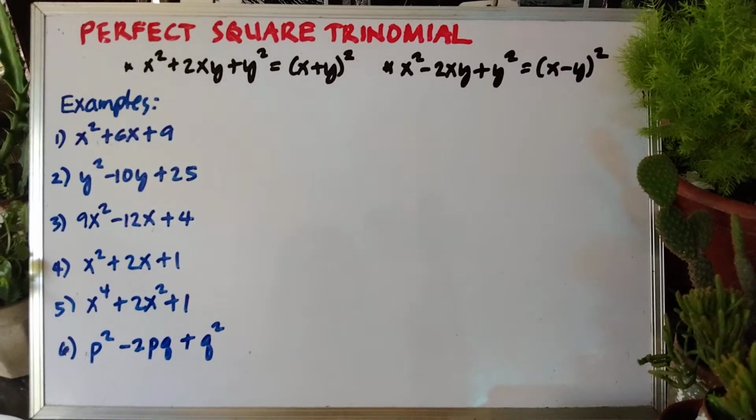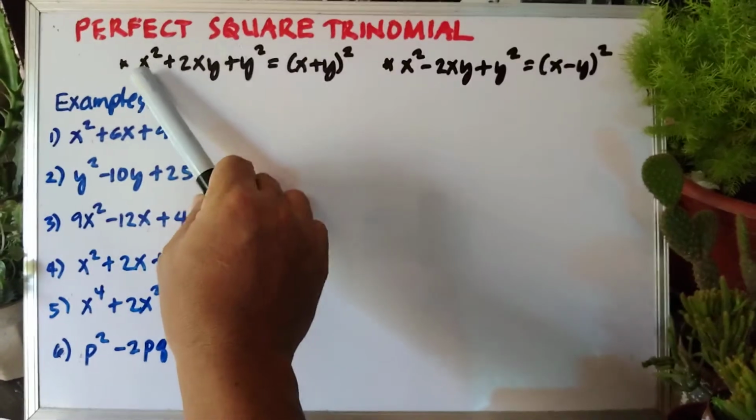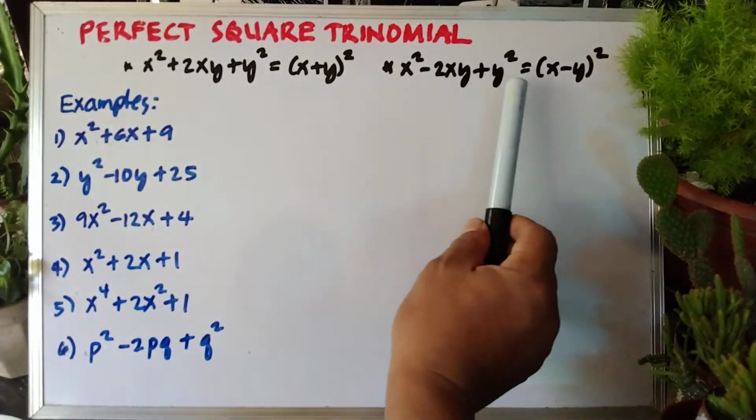So ngayon po ay ipagpapatuloy po natin yung topic natin about factoring polynomials. So andito na po tayo sa isang type or klase ng factoring na tinatawag na perfect square trinomial. Okay. It is said that a trinomial is a perfect square trinomial if the first and the last terms are perfect squares. Okay? So, ibig sabihin, yung first term at saka last term should be a perfect square.